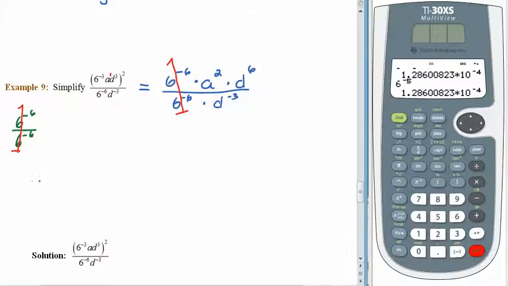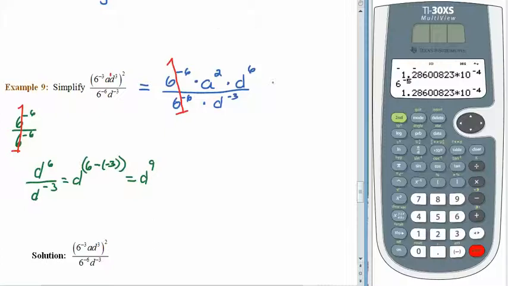If we had d to the 6th divided by d to the -3, that would give us d, and the power would be 6, and we're dividing, so we need to subtract, and the power in the denominator is -3. So the new power on the d is 6 minus -3, and that's +9.